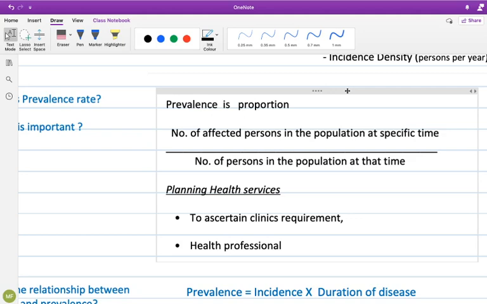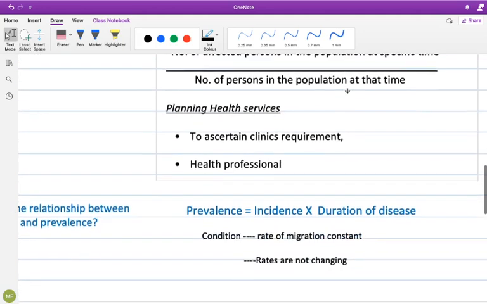So we need to identify the total number of affected persons in that area over a certain period of time. In case of any natural calamity, the people suffering from cholera divided by the total number of population affected in that region would present us the prevalence of cholera in that area or any outbreak. So it will be helpful for the government as well as non-government sector to plan things accordingly.